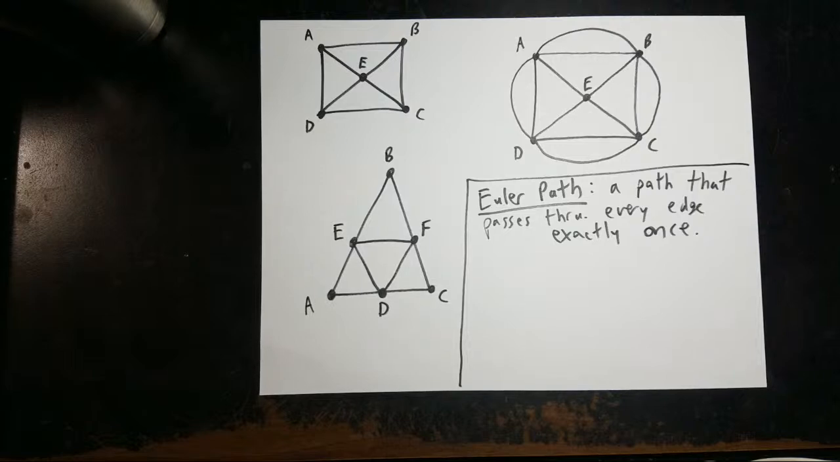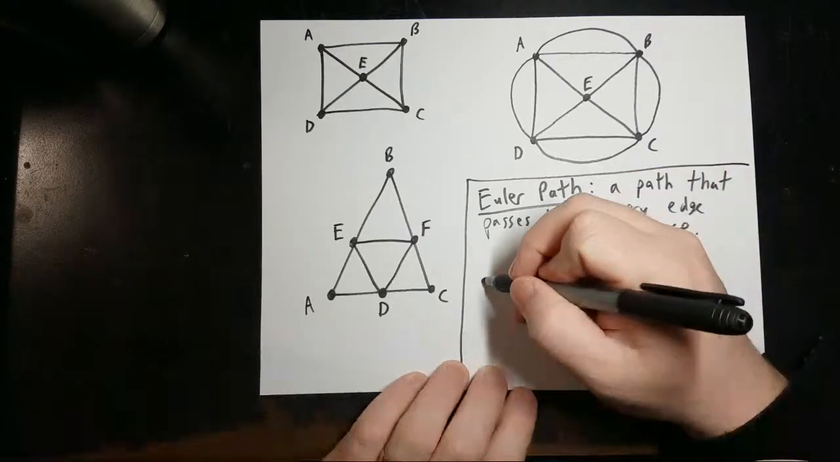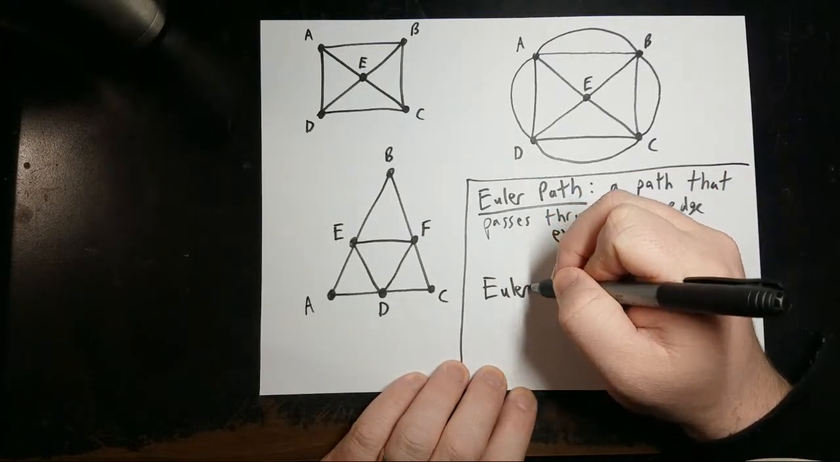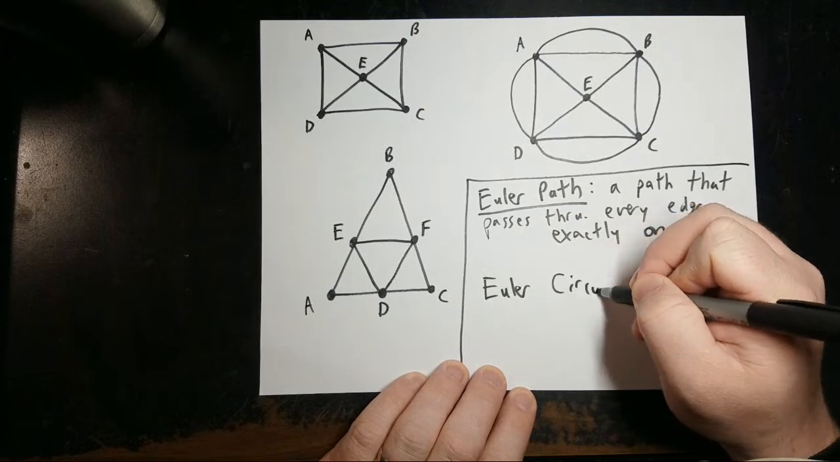It's what they were trying to do with the Königsberg bridge problem. They were trying to get everybody to pass over every single bridge exactly once. That's what this thing's doing. If that were possible, today they refer to that as an Euler path. Now, we also have what is known as an Euler circuit.